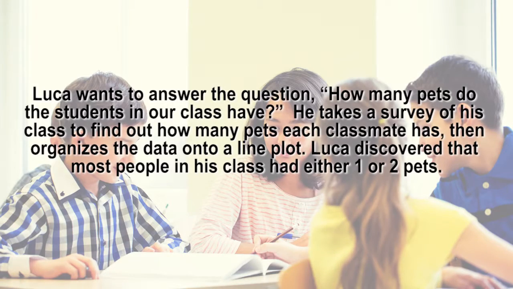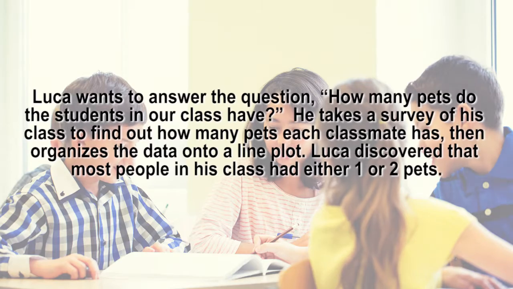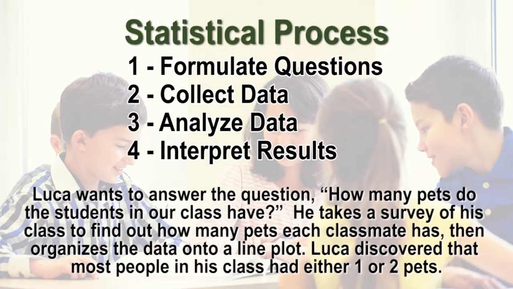Luca wants to answer the question, how many pets do the students in our class have? He takes a survey of his class to find out how many pets each classmate has, then organizes the data onto a line plot. Luca discovered that most people in his class had either 1 or 2 pets. How is each step of the statistical process represented in this example?